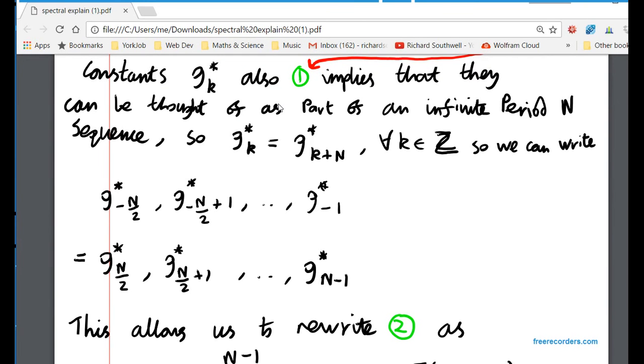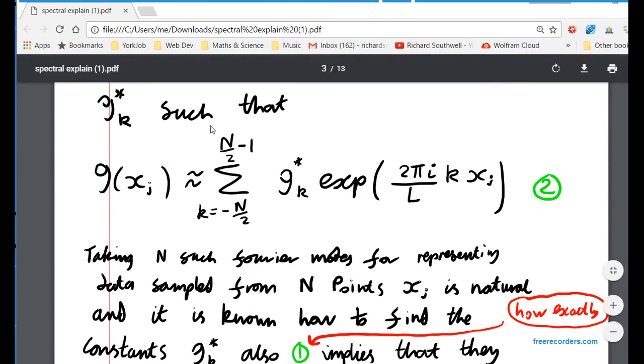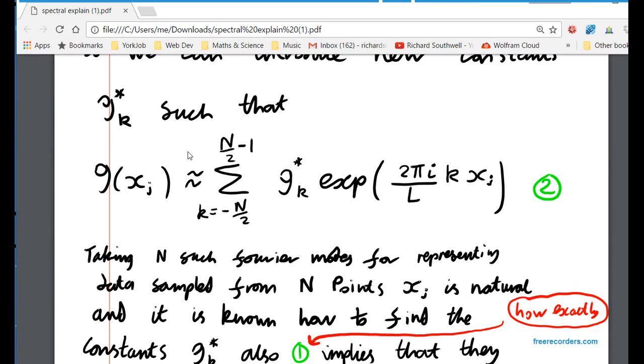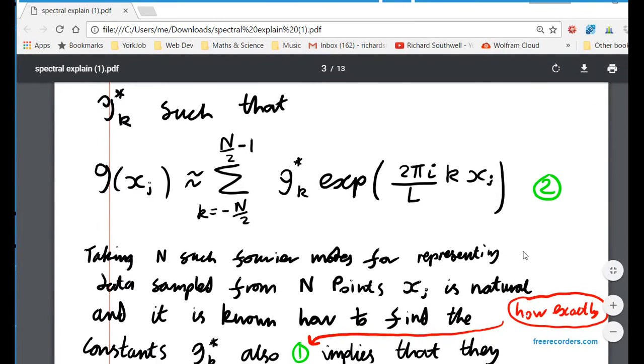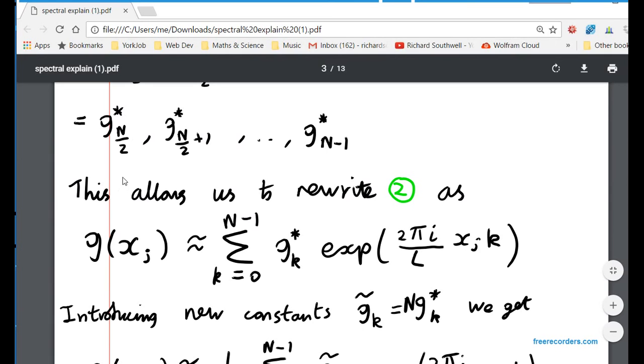So we have this general identity that g star of k is g star of k plus n, and using that we can just add n to all the terms of this sequence and get these terms g_{n/2}, g_{n/2+1}, and so on, up to g_{n-1}. So basically we can take this sum, pull off the terms where k is negative and clip them back on again on the right hand side, and we get this form.